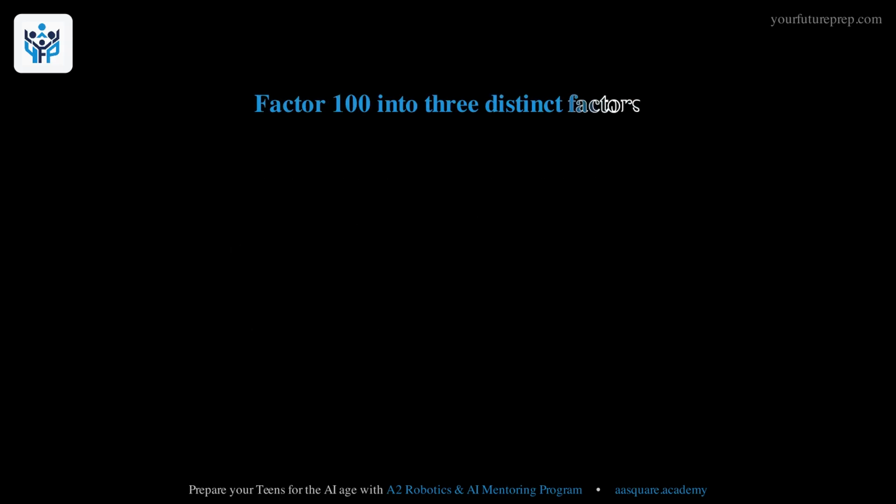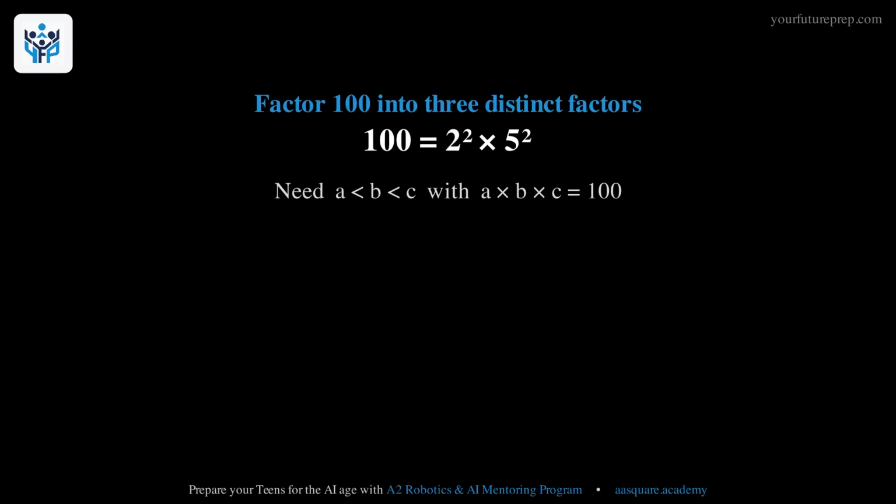Let's start by factoring 100. 100 equals 2 squared times 5 squared. We need three positive integers that are all different, with a less than b less than c, and their product is 100. Now let's list every way to write 100 as a product of three distinct increasing factors.